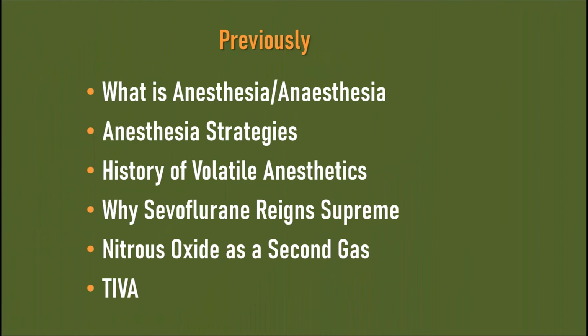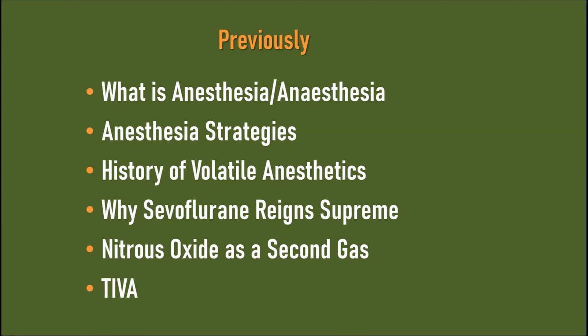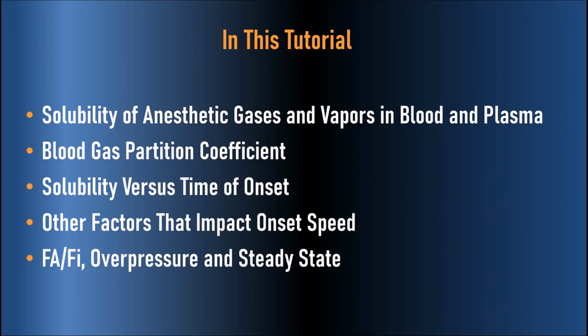In the previous tutorial, we looked at what is anesthesia, anesthesia strategies, inhalational, intravenous, and combination, the history of volatile anesthetics, why sevoflurane reigns supreme, nitrous oxide as a second gas, and TIVA. In this tutorial, we're going to look at the solubility of anesthetic gases and vapors in blood and plasma, the blood gas partition coefficient, the solubility versus time of onset, other factors that impact onset speed, the FA divided by FI, overpressure, and steady state.